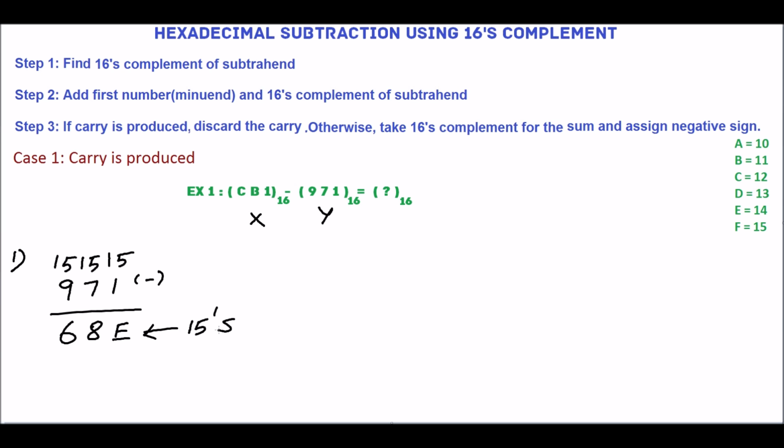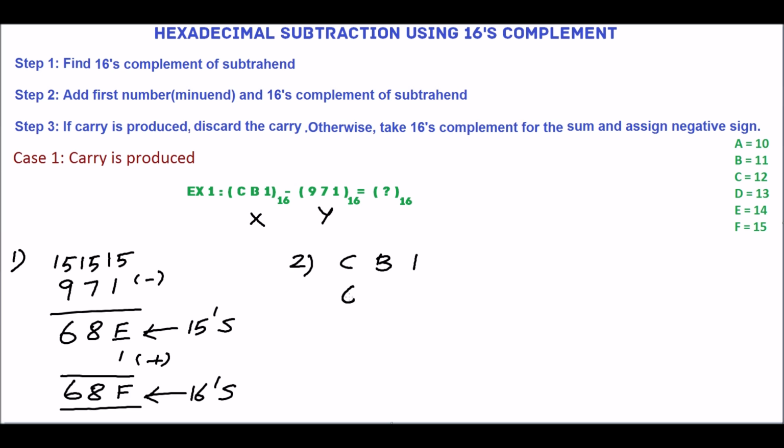We have to find the 16's complement, so add 1 to this. E is 14. 14 plus 1 is 15, which is F. So 6, 8, F is the 16's complement of y. In step 2, add x and the 16's complement of y, which is 6, 8, F.